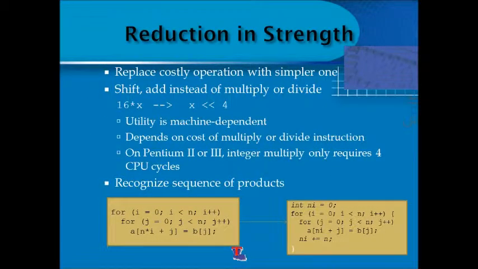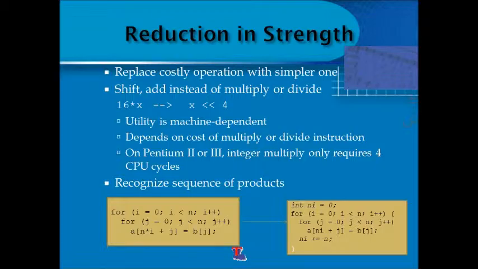Reduction in strength: replace a costly operation with a simple one. Shift and add instead of multiply or divide. The utility is machine independent and depends on the cost of the multiply or divide instruction. On a Pentium 2 or 3, an integer multiply only requires 4 CPU cycles.